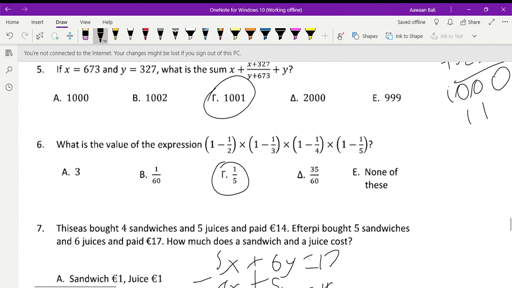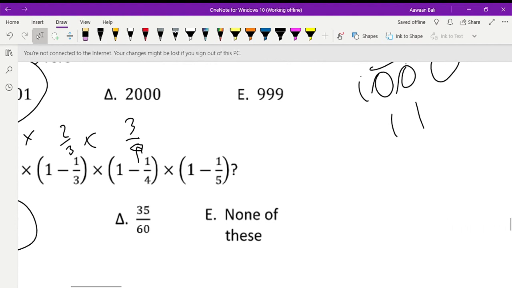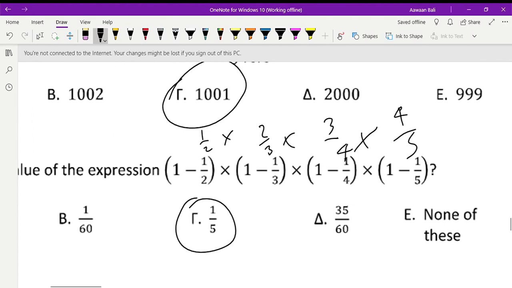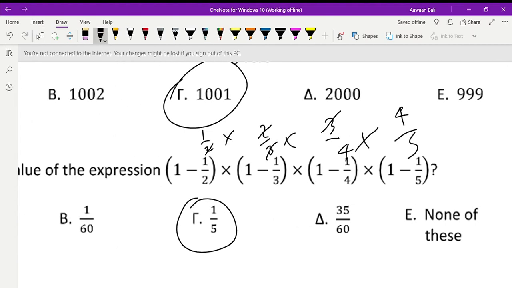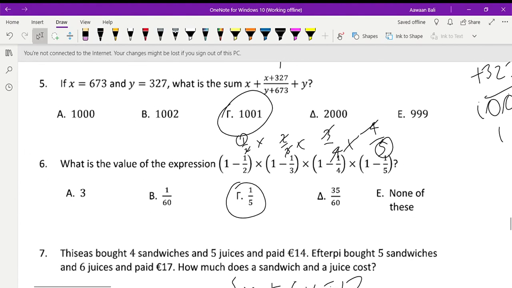Question number 6. What is the value of the expression 1 minus a half, times 1 minus a third, times 1 minus a quarter, times 1 minus a fifth? Okay, so 1 minus a half is a half, and then you continue writing it onwards up till times 4/5. Since it's multiplication, we can cancel. It's an easy cancelling: we have 2 here, 3 here, and 4 here, leaving the numerator as 1 and the denominator as 5, so therefore the answer is gamma, 1 upon 5.